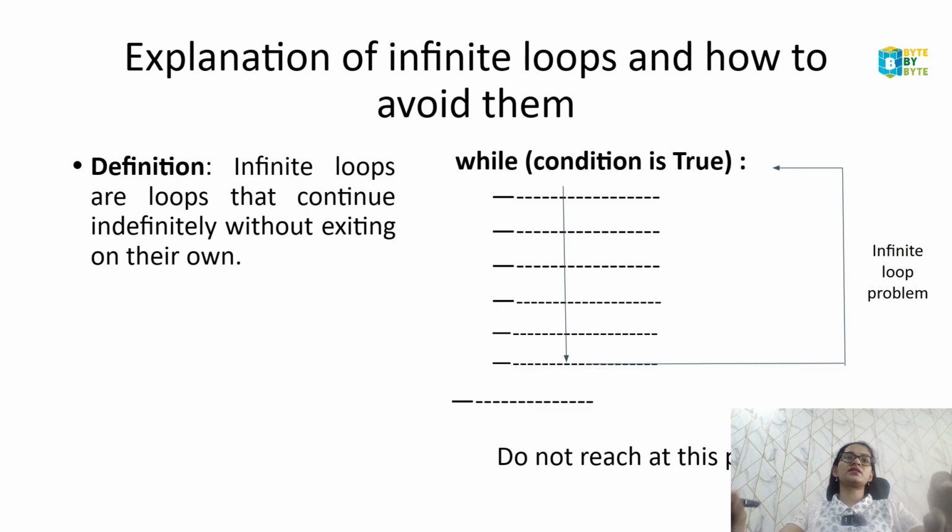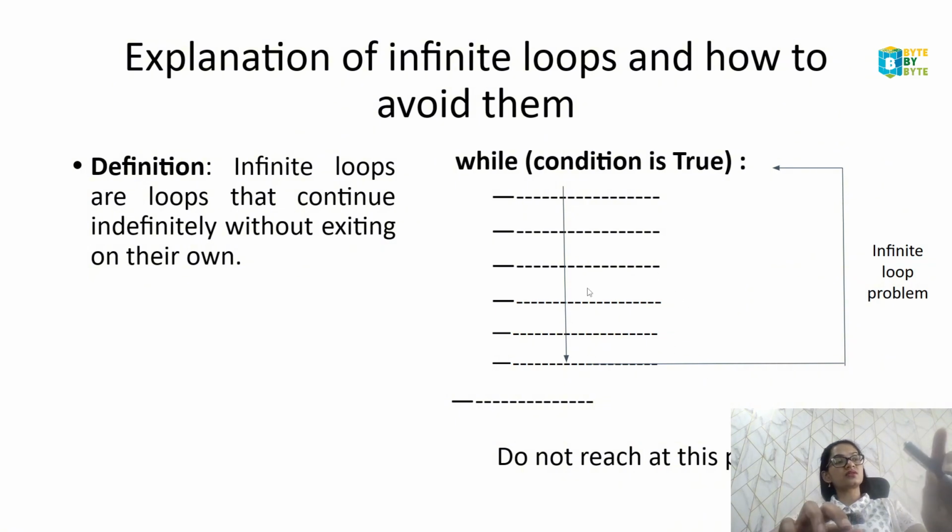Now, first of all, we will see what infinite loops are. Infinite loops means loops that continue indefinitely without exiting on their own. Initially, while your condition is true, it will keep on running. Then there is some breaking condition and it will come out of the loop. But if you have not written any breaking condition, it will create the problem of an infinite loop, which will keep on running, running and running.